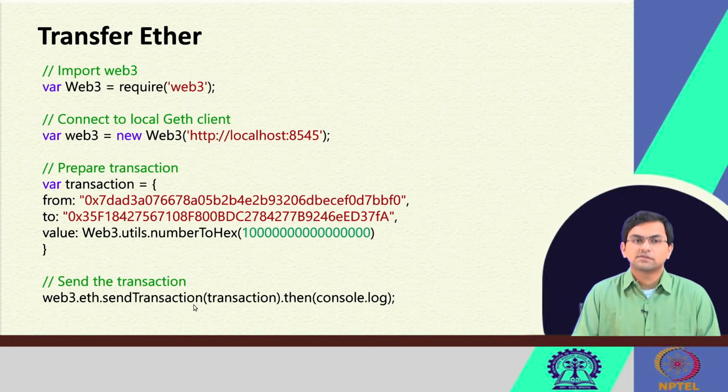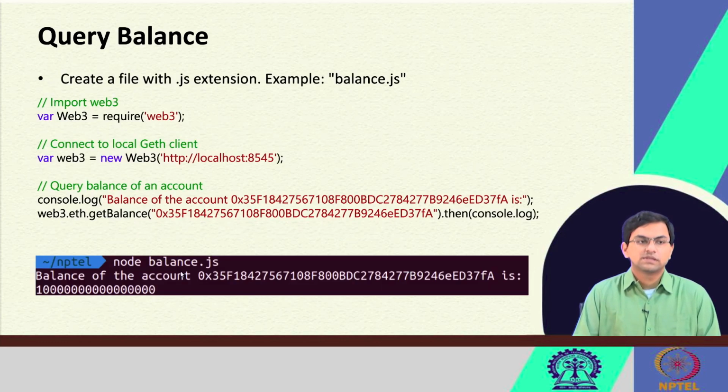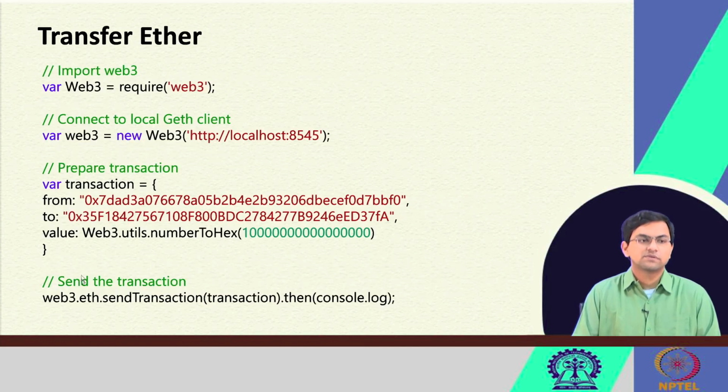Now, we will be using web3.eth.send transaction. If you see the previous slide, we were using web3.eth.get balance. So basically, eth dot is followed by the name of the method that we want to be using. Here the name is send transaction. We are using send transaction to transfer some ethers from one account to another, but you can also deploy smart contracts using the same transaction.